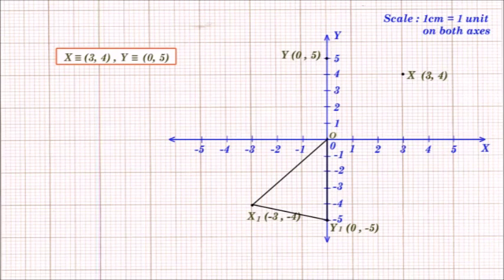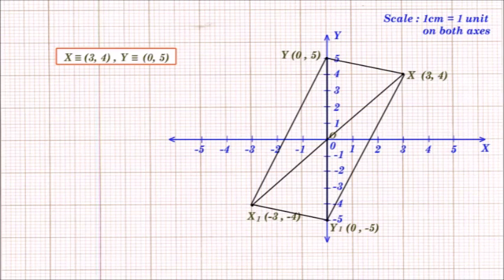Now, we join the triangle OXY. Here we want to join XY, X1, Y1. When we join this, we observe that the opposite sides are equal and parallel. Also, the diagonals are equal, and we also see that each vertex angle is a right angle. So this figure is obviously a rectangle.